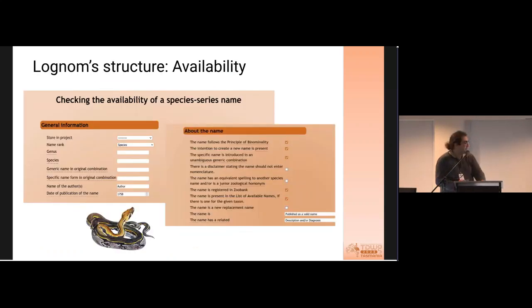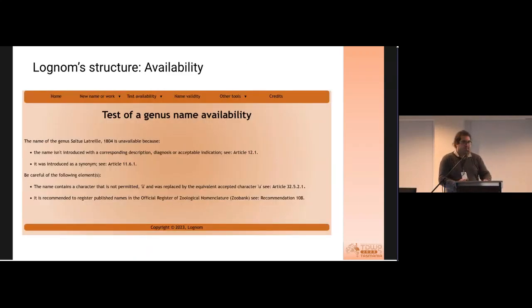So this is what the software looks like. It's a succession of lists and checkboxes to make sure that every dimension of a name is correctly entered, and based on what the user puts in these fields, it will provide an answer. So here, for example, on an imaginary case, we have a name that isn't introduced with a corresponding description, which in 1804 is already sufficient to make it unavailable.